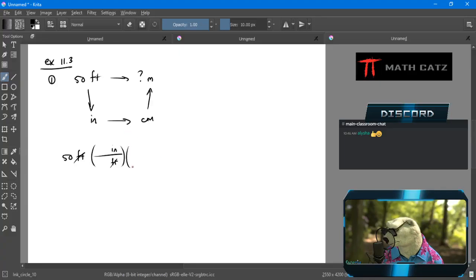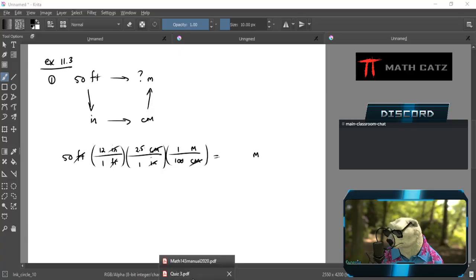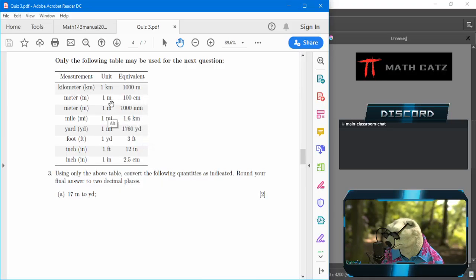So I'm currently in inches. Then I need inches at the bottom, centimeters at the top. So now I'm in centimeters. Then lastly, centimeters at the bottom, meters at the top. So now I'm in my desired meters. Now I look it up in the table. We just have to flip back and forth a little bit. 1 foot, 12 inches. 1 inch, 2.5 centimeters. 1 meter, 100 centimeters. That one was there as well over here, second line.